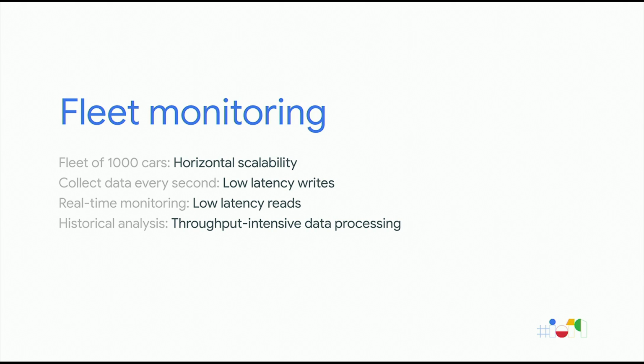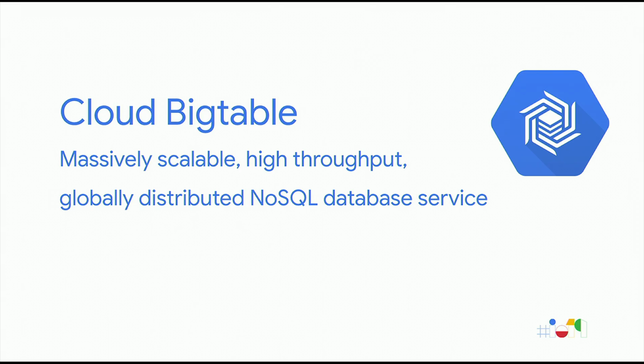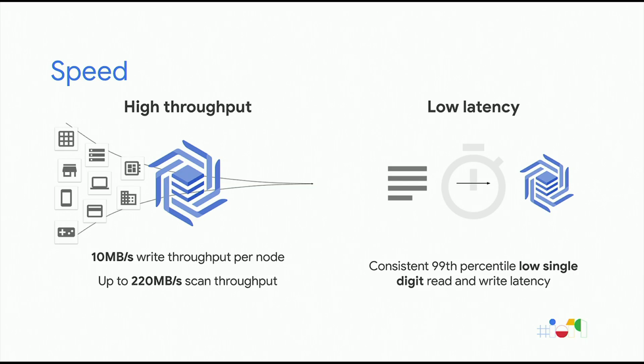So if we translate these business needs into technical requirements, we need horizontal scalability, massive scale, low latency, and high throughput. And this is a perfect fit for Cloud BigTable, our massively scalable, high throughput, globally distributed NoSQL database service. And this is the same technology that powers a range of billion-user Google services. We've proven this to work in Search, Maps, and Gmail. And these are applications that are getting millions of database accesses per second, and it's all happening with low latency.